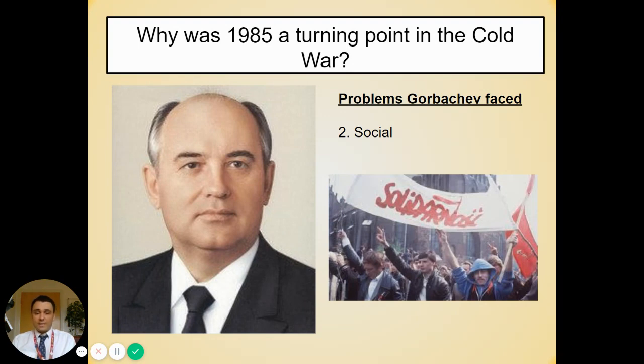There are social problems. A lot of people in the USSR, and especially the satellite states, do not like being communist. They don't like being controlled by the USSR. And that means that Gorbachev has to try to please these people. Now, the picture here is from the 1980s, and it's a Polish group called Solidarity. We're going to go into them in a lot more detail next lesson because they are one of the key parts to the Cold War ending. But Gorbachev certainly has to keep people happy within the satellite states and USSR and improve their living conditions and way of life.